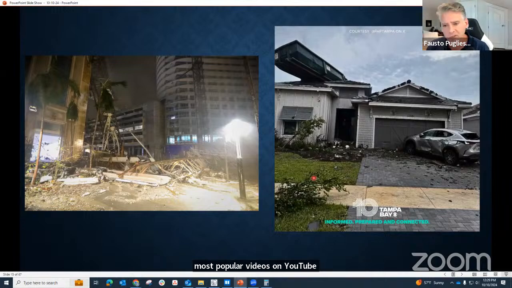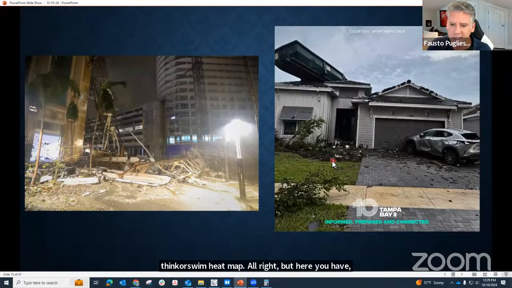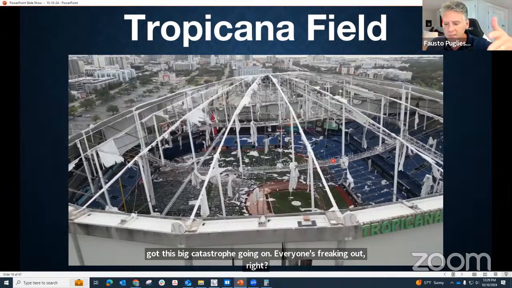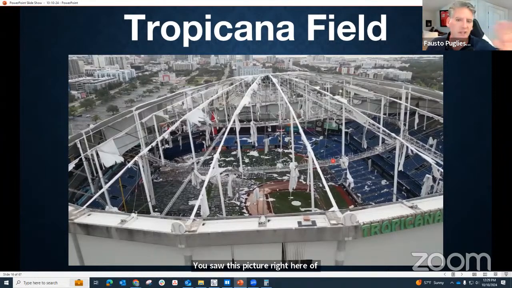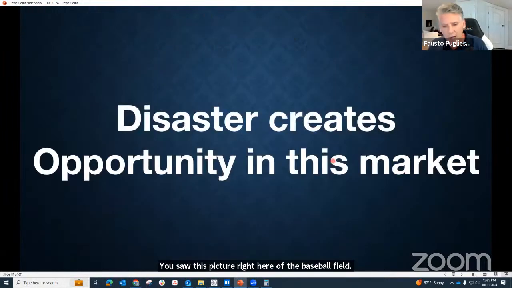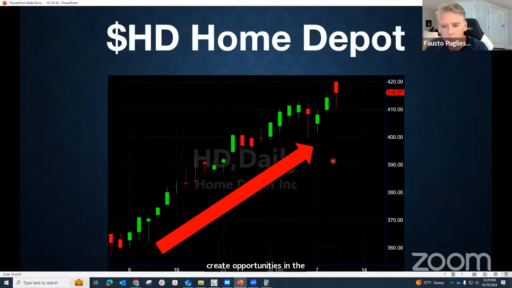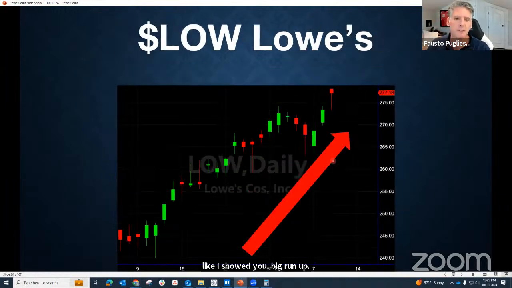All right, but here, let's go back to the catastrophe you had. You've got this big catastrophe going on, and everyone's freaking out. You saw this picture of the baseball field. Everything got destroyed. And obviously, disasters create opportunities in the market. So Generac, like I showed you, big run up. Home Depot, big run up. Lowe's, big run up. Why are they big run ups?